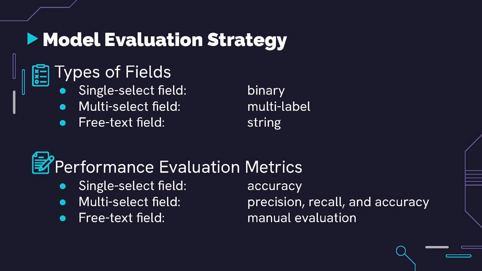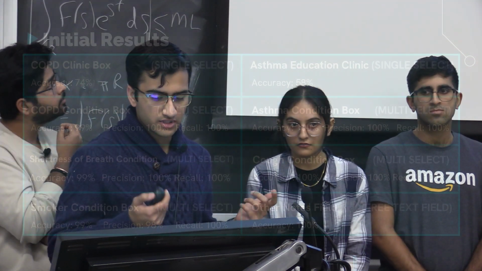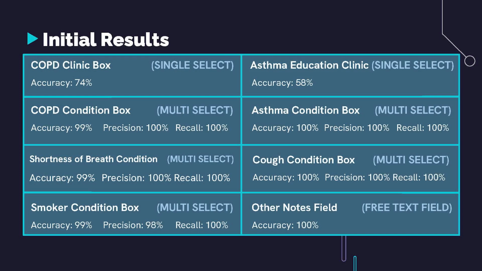If it's a single select field, we only measure the accuracy. If it's multi-select, we measure precision, recall, and accuracy. And if it's a free text field, we do the evaluation on our own. And the main reason for this is because we figured that BLEU score didn't work that well. So here are some of the original results that we got. As you can see across the board for precision, recall, accuracy, we have pretty solid metrics, high 90s and 100s. However, notably, the single select fields are a bit lagging in their accuracy.